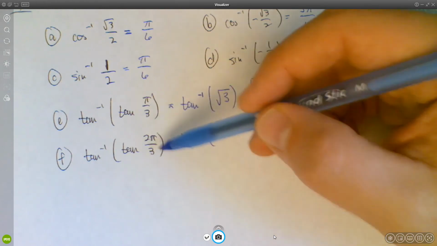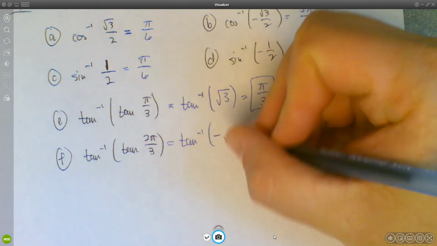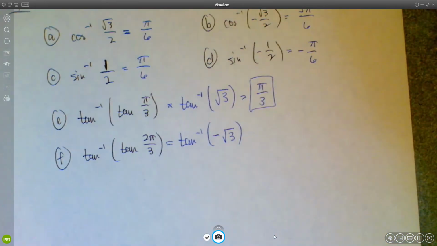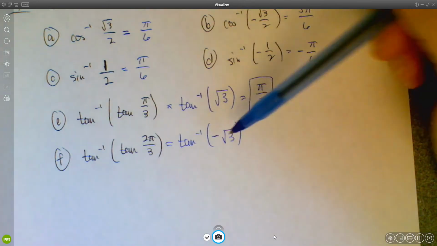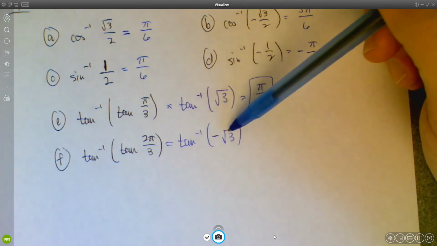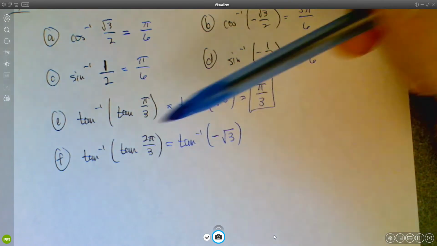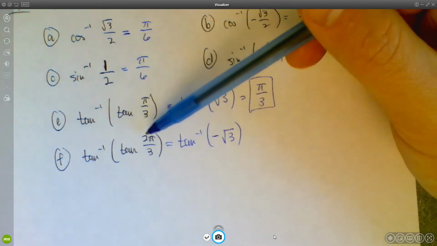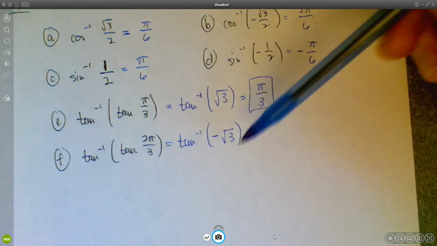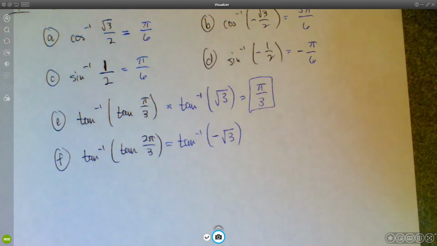Now 2 pi over 3 is in quadrant 2, and tangent is negative there, so this would be tangent inverse of negative root 3. Now here I run into an issue, because if I just say that tangent inverse of negative root 3 is 2 pi over 3, I'm going to be wrong. Because 2 pi over 3 does not live between negative pi over 2 and pi over 2. And that's where tangent inverse is supposed to map to.